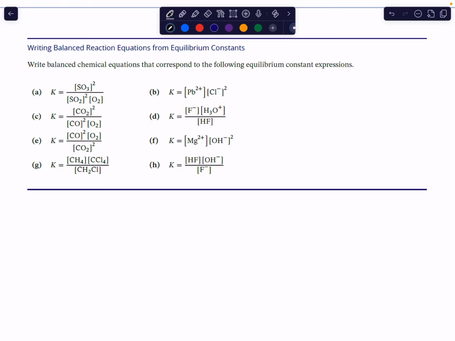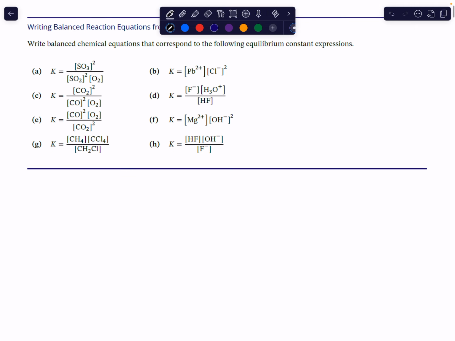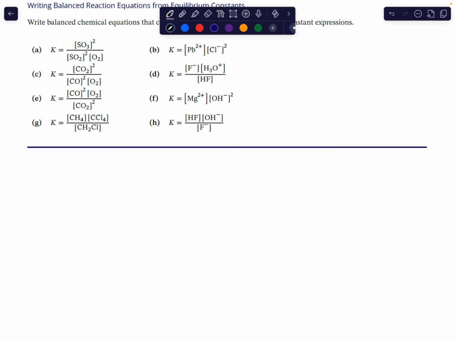Hello everyone, so let's look at writing some balanced reaction equations from equilibrium constant expressions. So it's the other way around than what we've looked at before. We have a lot of equilibrium constant expressions here, and now we're trying to write the balanced chemical reactions.